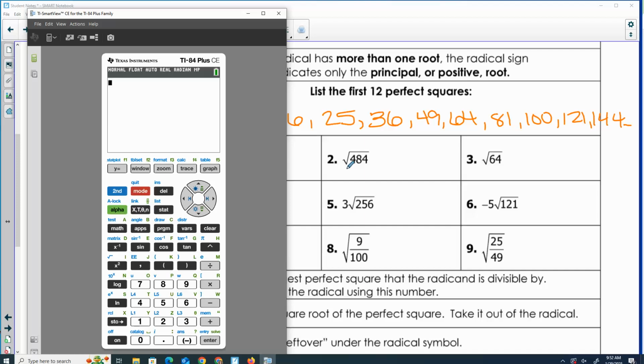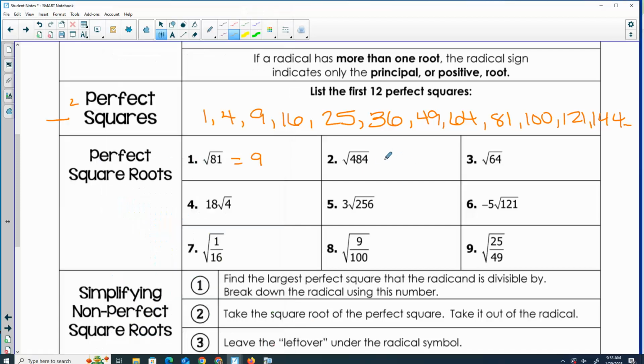All right, if I say the square root of 484, that wasn't on my list, let's see if we know it. If we hit second square root, 484, what does that tell me? 22. What is the square root of 64? 8, because 8 to the second power is equal to 64.